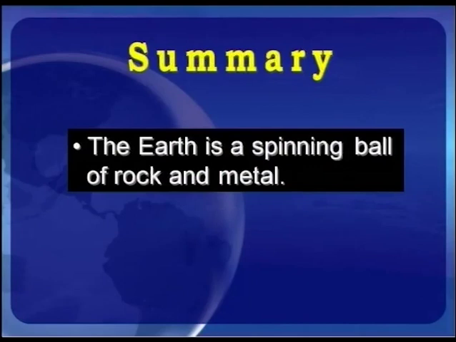Now our summary. The earth is a spinning ball of rock and metal. The whole earth, as we went through the layers of the earth, it is a spinning ball of rock and metal.